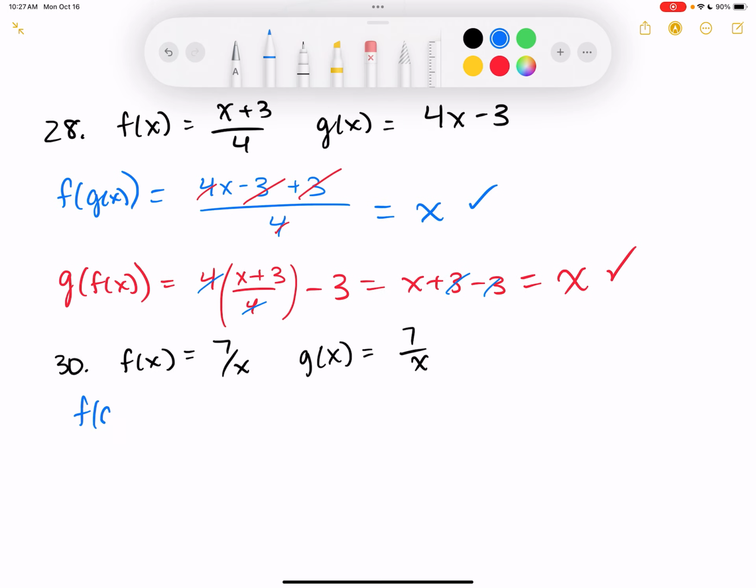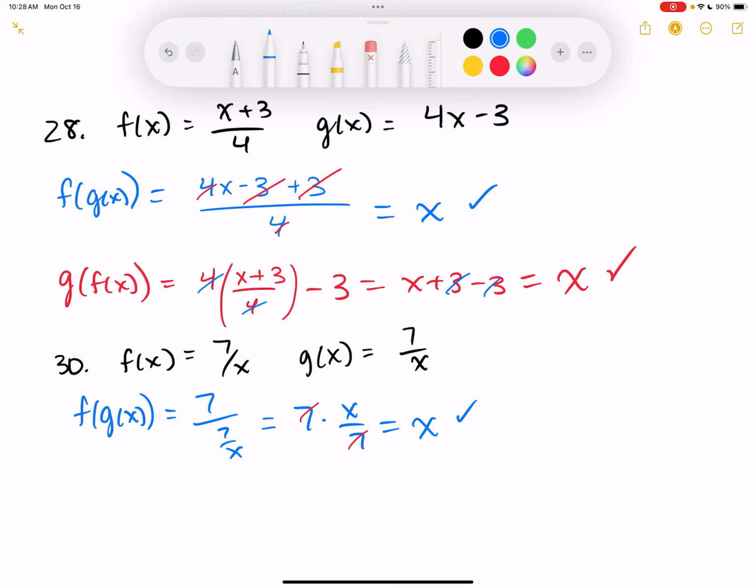So, f of g of x. I'm putting 7 over x in for x in 7 over x. So, 7 over 7 over x. When we divide by a fraction, we multiply by the reciprocal, keep, change, flip. So, 7 times x over 7. 7's cancel, and leaves me with an x.